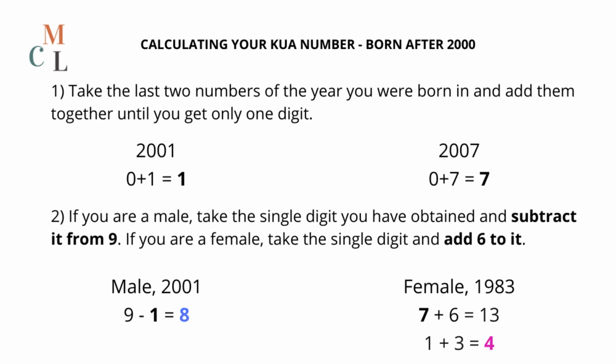If you were born after 2000, the math is a little bit different. Males who were born in this new century should deduct from 9 instead of 10. At the same time, females should add 6 instead of 5.